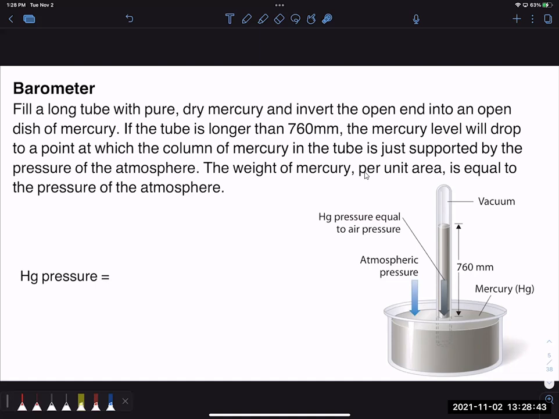Right, so our mercury pressure, because these are Mr. G's slides, I don't know what he's asking for here. If the tube is longer than 760 millimeters of mercury, it drops to a point at which the column of mercury in the tube is supported by just the pressure of the atmosphere.